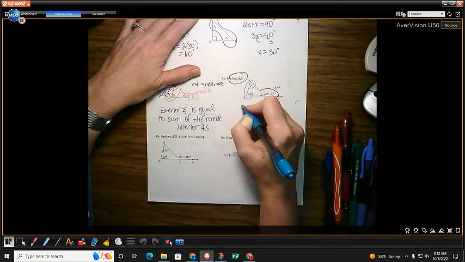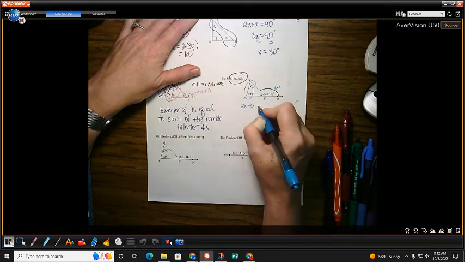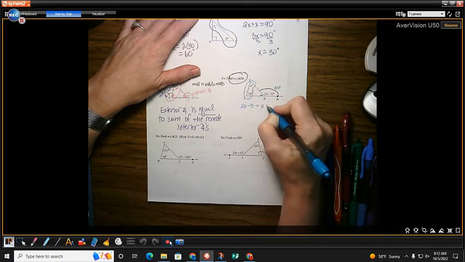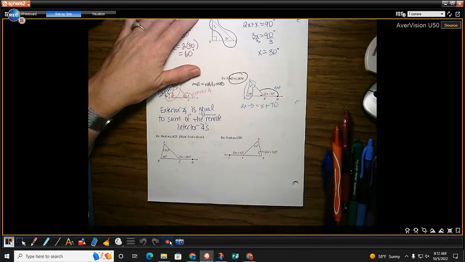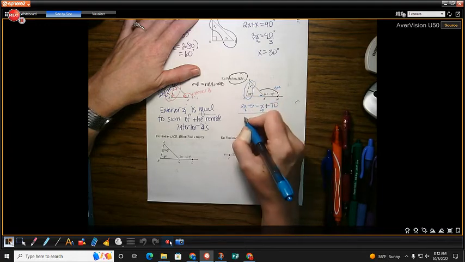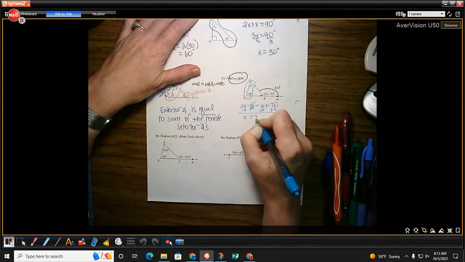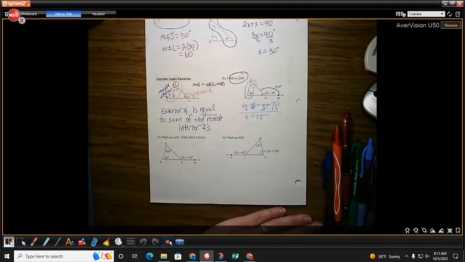So this guy out here, my 2x minus 5 angle, has to equal this x plus the 70. Convenient! Do you know how to solve it? Yes. I hope. Because once you set it up, you were supposed to already learn the algebra last year. So what does x come out to be? 75! Cool, is that what it asked me to find?